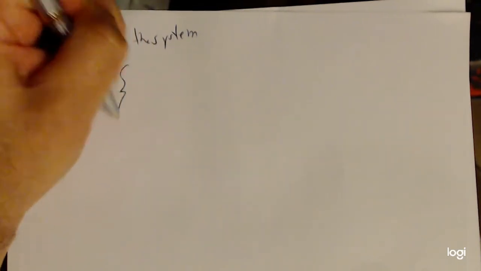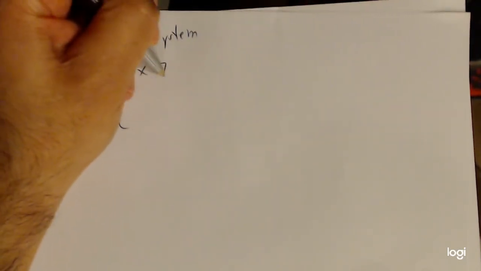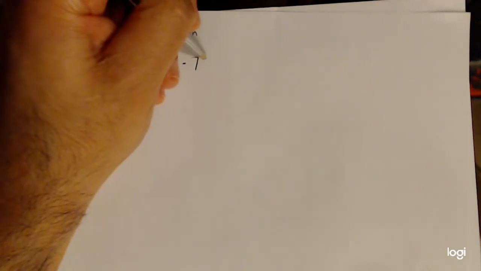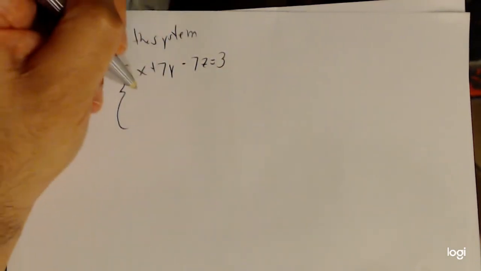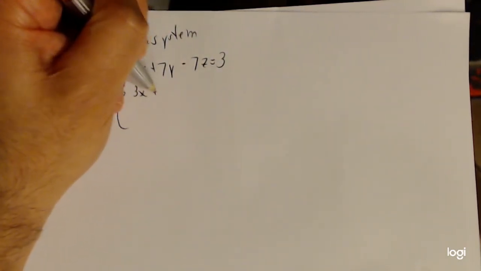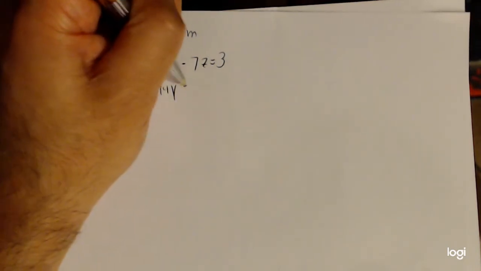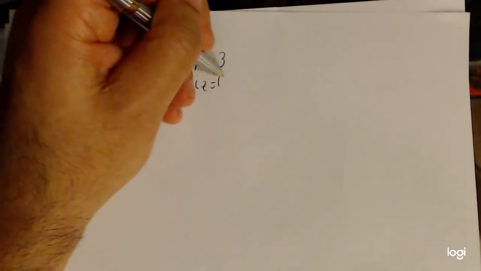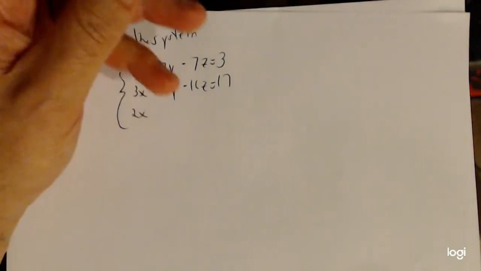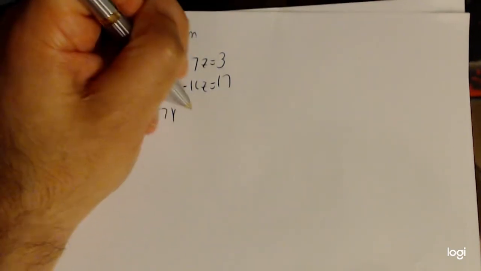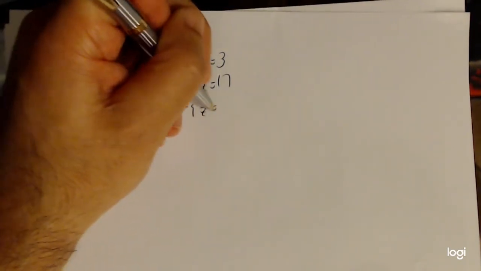which is example 2. It says solve the system: x plus 7y minus 7z equals 3, 3x plus 14y minus 16z equals 17, and 2x plus 7y minus 9z equals 10.